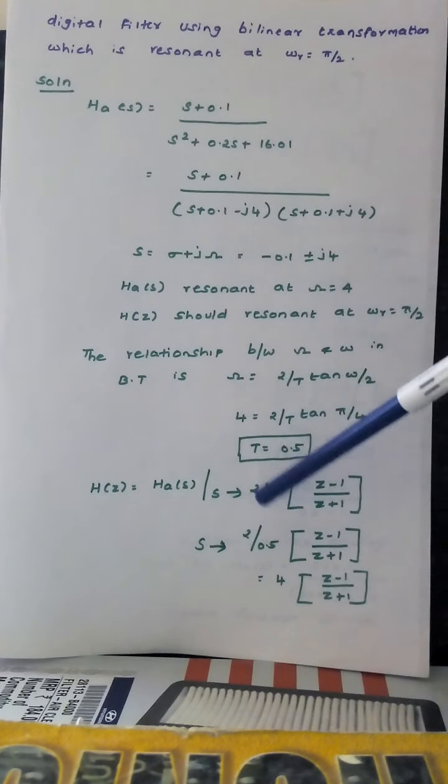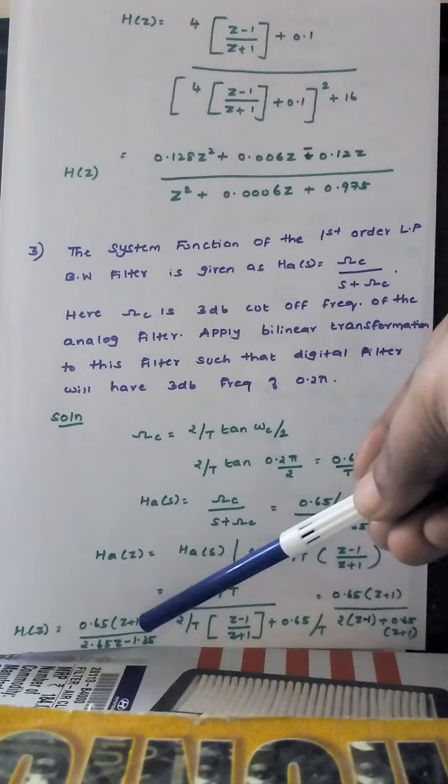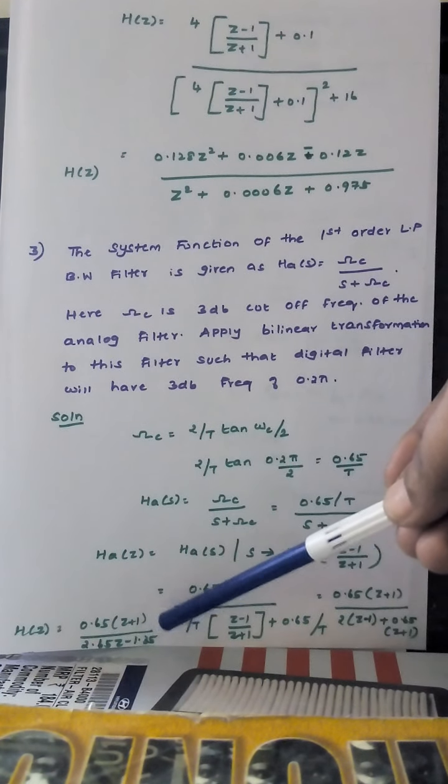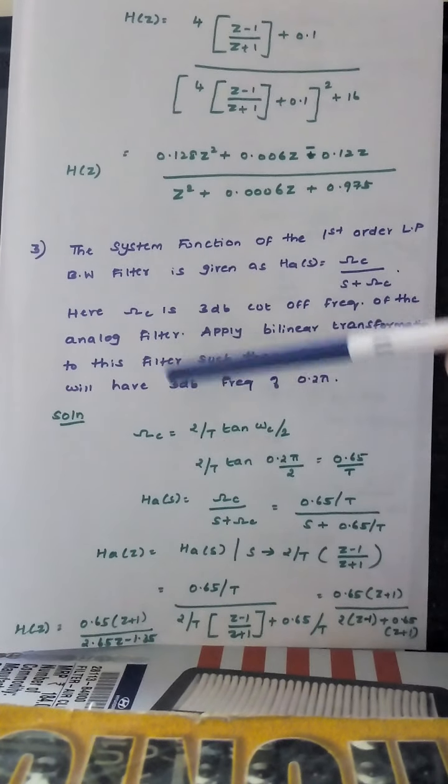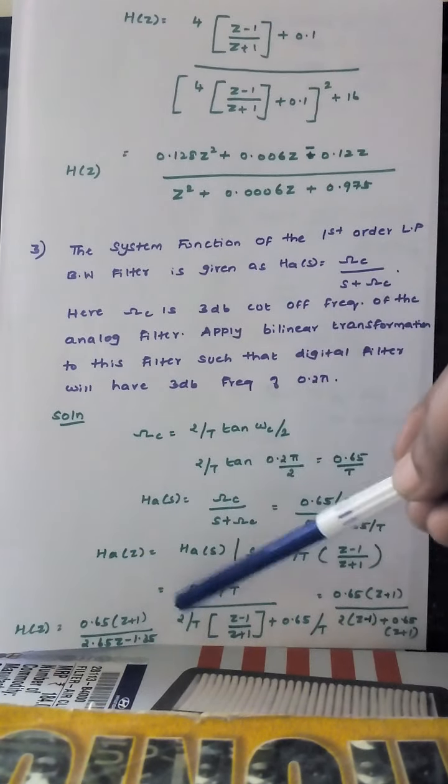So divided by 2 into Z minus 1. If you cross multiply, we'll get 0.65 into Z plus 1 divided by Z plus 1. So if you bring it to the numerator, we'll get 0.65 into Z plus 1 divided by 2.65 into Z minus 1.335. So this is your system, that is H of S converted into H of Z.